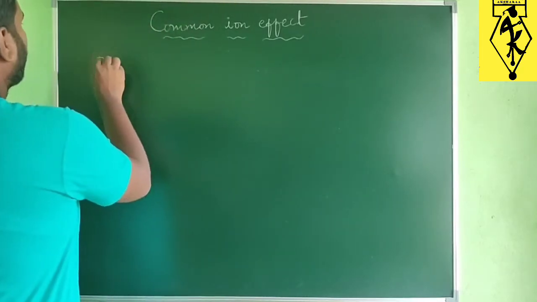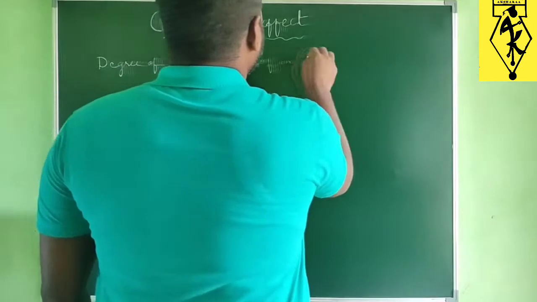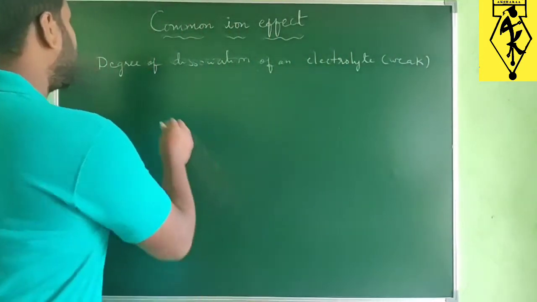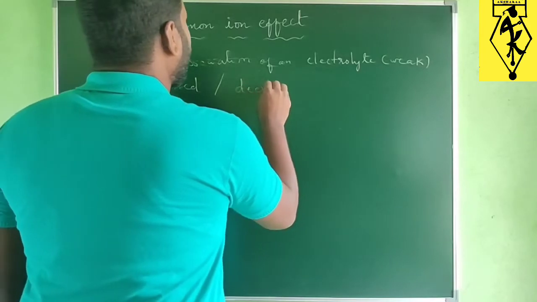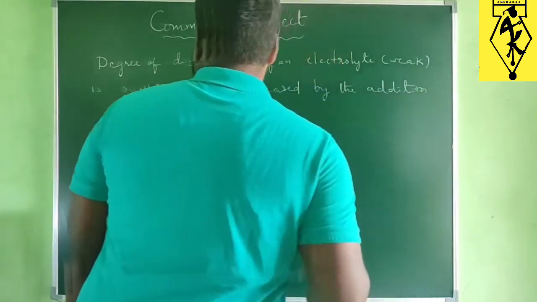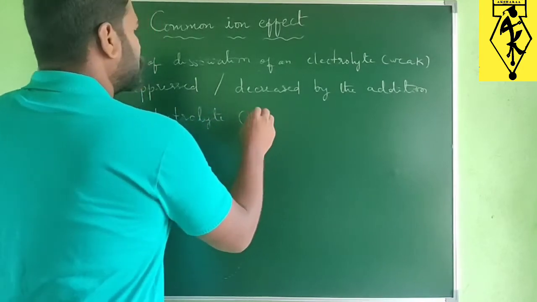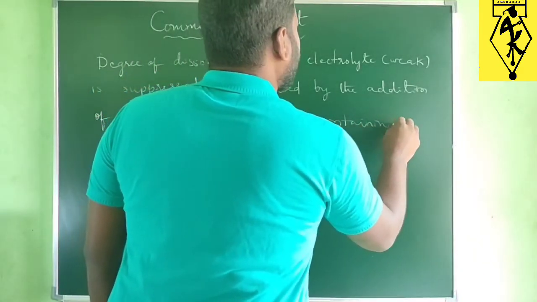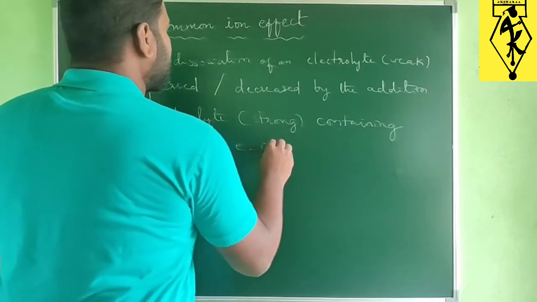The degree of dissociation of an electrolyte, generally a weak electrolyte, is suppressed or decreased by the addition of an electrolyte, generally a strong electrolyte, which contains a common ion. This is known as common ion effect.